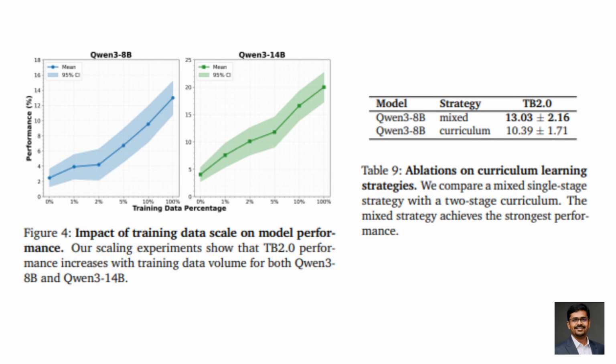They also test long context training, up to 65K tokens. Turns out it doesn't help much. Most useful supervision fits in the standard window. Longer context just adds noise. Curriculum learning, also no big gain over simple mixed training. But scaling data volume, that clearly boosts performance.